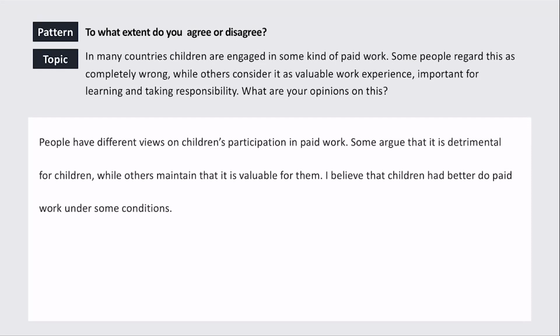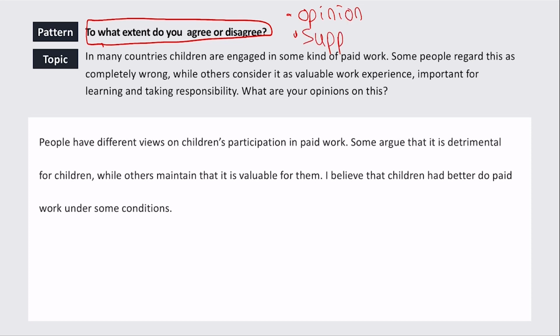Okay, so next we've got a task 2 essay. To what extent do you agree or disagree? Okay, so we've got a nice argumentative essay. So what's important in this one is to have a clear opinion, support your opinion with ideas and, if possible, specific examples to back up what you're trying to say.